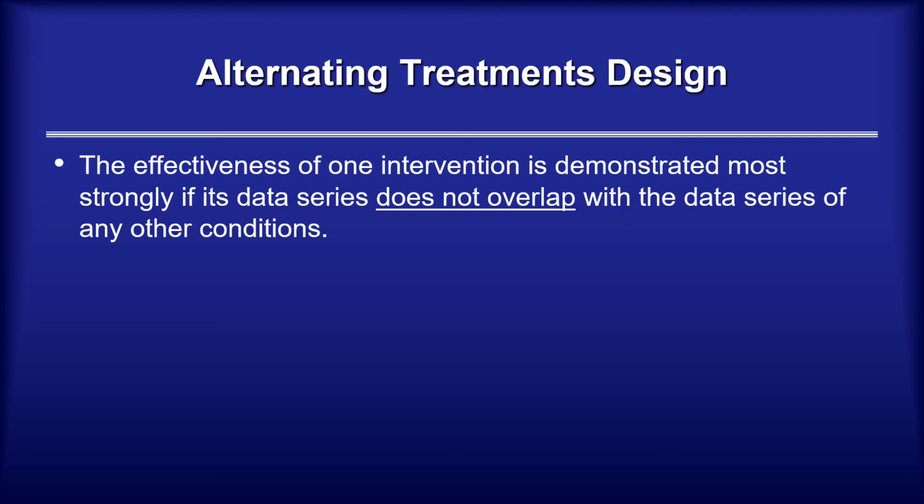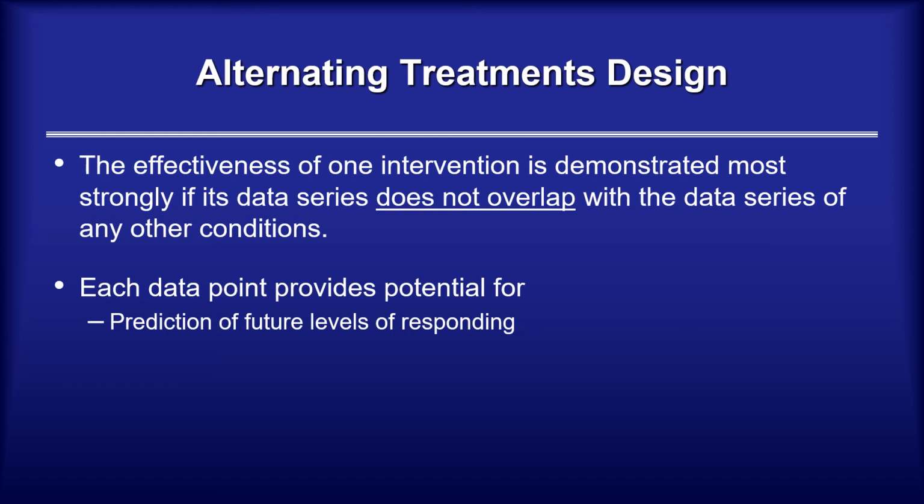Again, the effectiveness of one intervention is demonstrated most strongly if its data series does not overlap with the data series of any other condition. Remember, we're always looking for immediacy of change moving from one condition to another, as well as magnitude of change. Each data point provides potential for prediction, verification, and replication. In the case of prediction of future levels of responding, if performance is not a function of the changing independent variables, the data point should be similar to the one immediately prior.